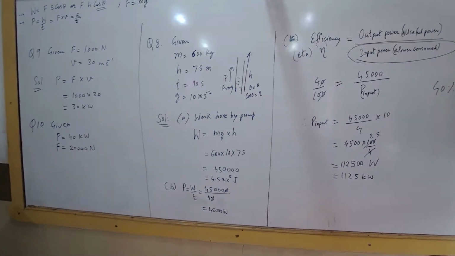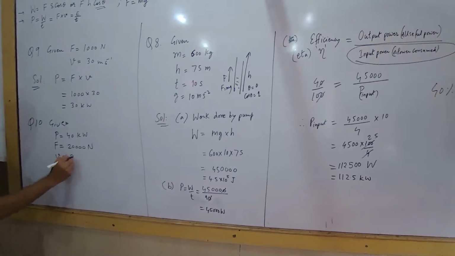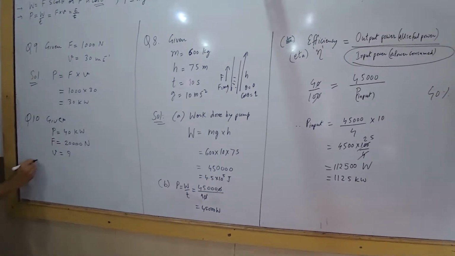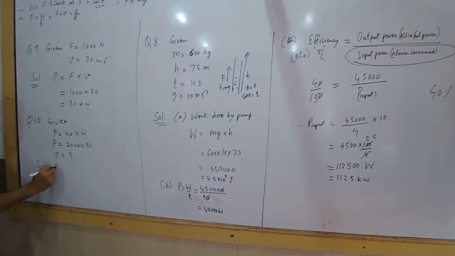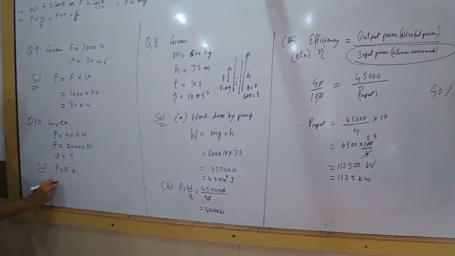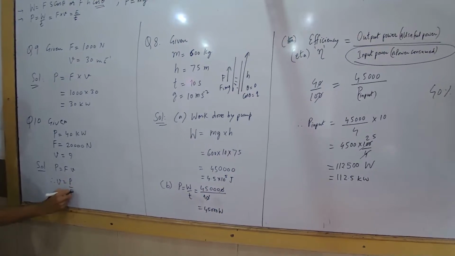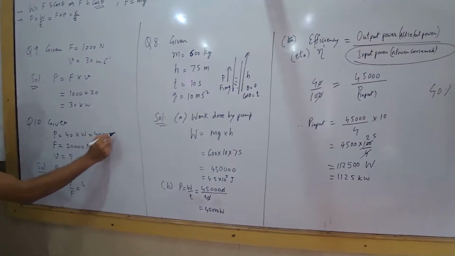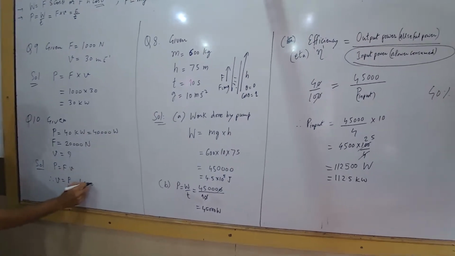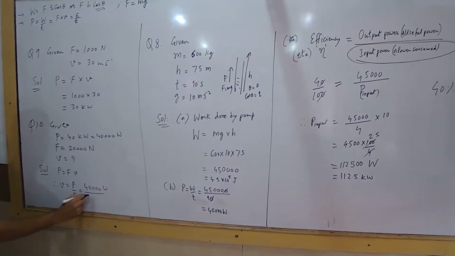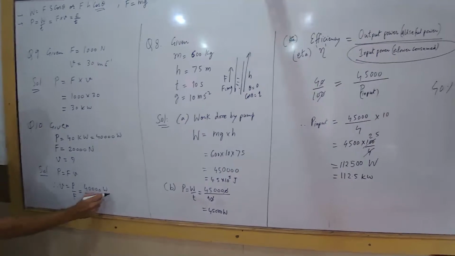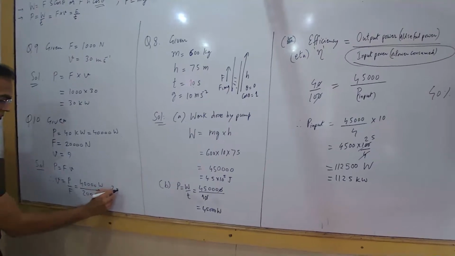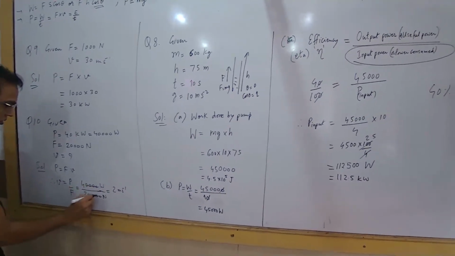Power is this. Then you have to find V. V equal to what? So V is equal to P by F. The force and displacement are the same for both. You have to find this. How much is the power? 40 kilowatt is 40,000. So 40,000, F is 20,000. So it is 2 meters per second, right? So you get 2 meters per second.